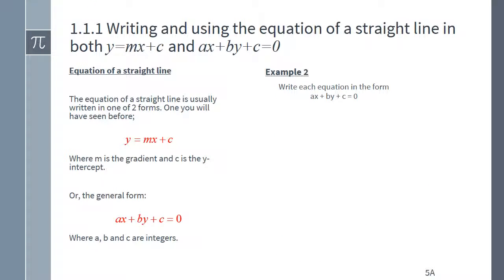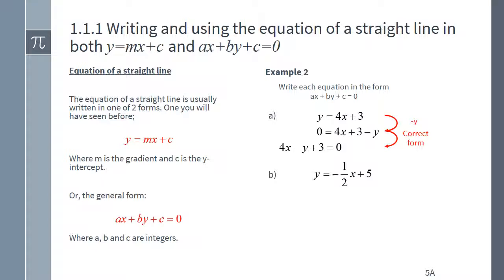Example 2. Write down each equation in the form ax plus by plus c is equal to 0. The important part in these questions is getting the form correct. So A: y equals 4x plus 3. We can rearrange it by taking the y away to be 4x plus 3 minus y is equal to 0, but that isn't in the right form. It has to be x, y, number. So change it again to be 4x minus y plus 3 is equal to 0.